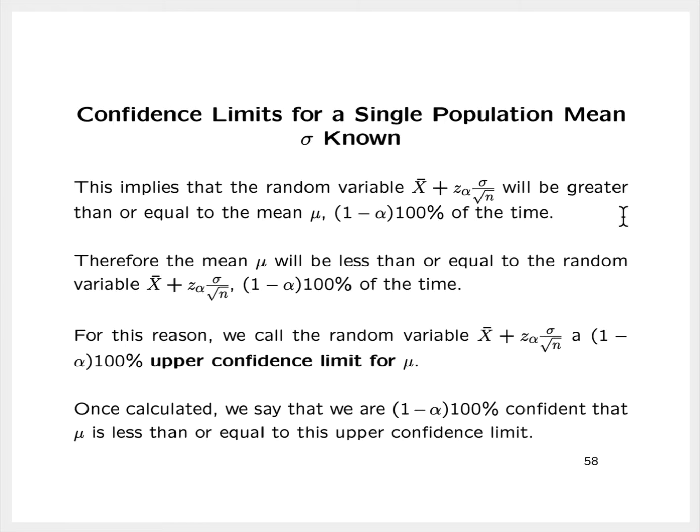So this implies that the random variable x bar plus z sub alpha times the standard error of x bar will be greater than or equal to the mean mu 1 minus alpha times 100% of the time. Therefore, the mean mu will be less than or equal to the random variable x bar plus z sub alpha times the standard error of x bar 1 minus alpha times 100% of the time. And so because of this, we call this random variable a 1 minus alpha times 100% upper confidence limit for mu. Once calculated, we say that we are 1 minus alpha times 100% confident that mu is less than or equal to this upper confidence limit.